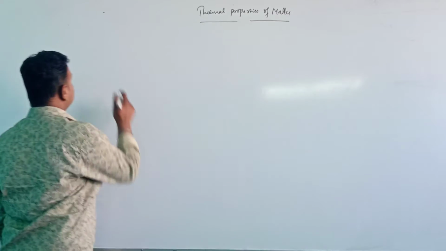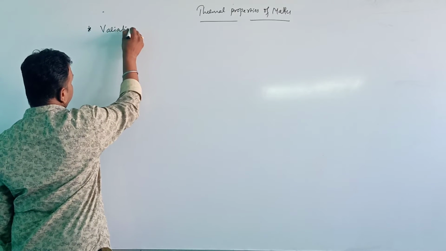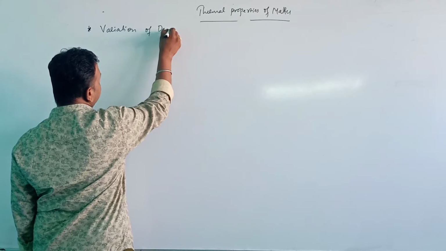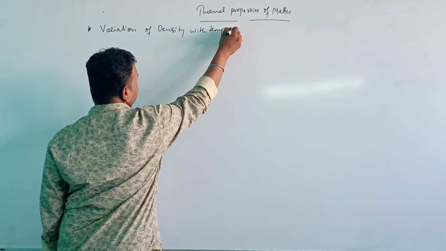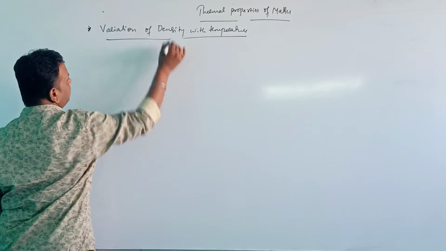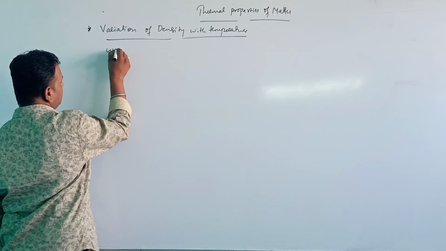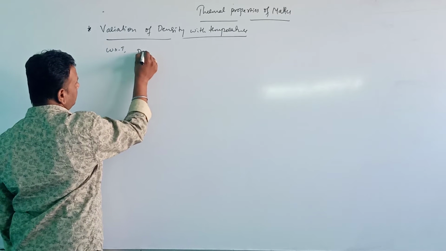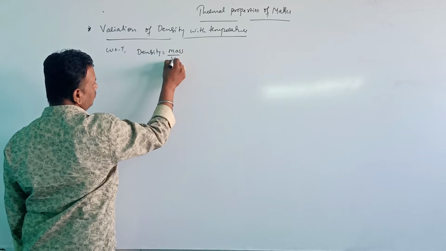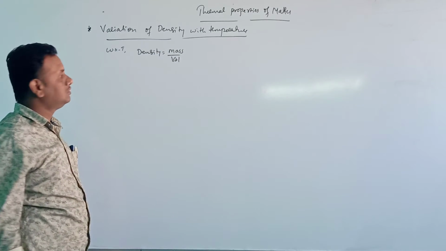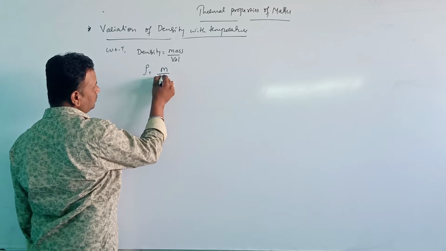Now, in today's class, we are going to discuss the variation of density with temperature. How does density vary with temperature? As we know, density is given by mass by volume, where density is denoted by rho, mass by m, and volume by V.